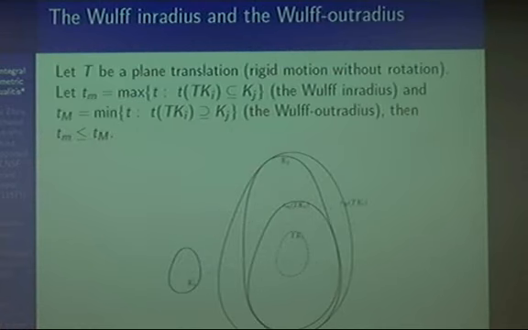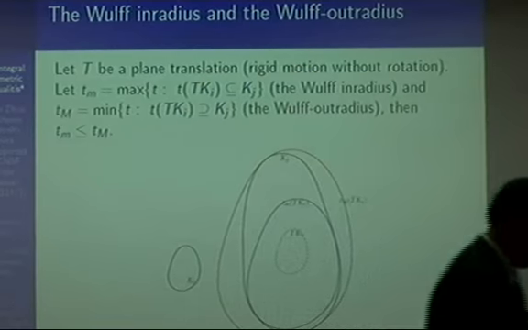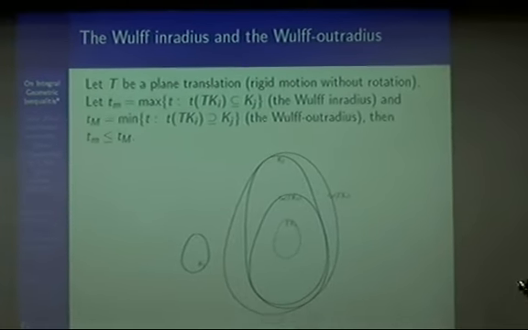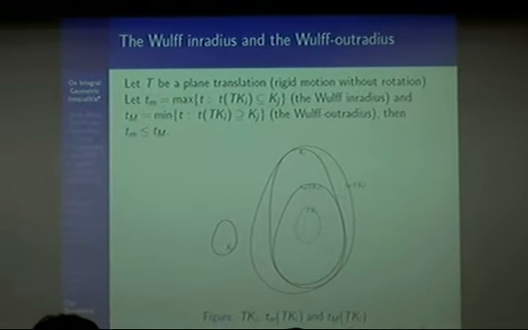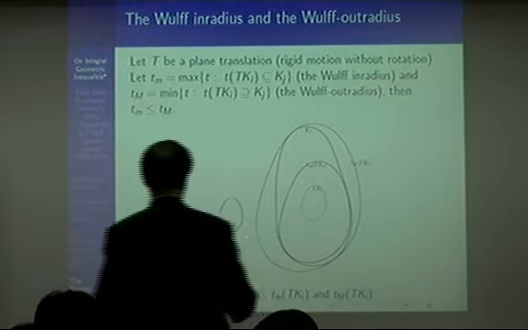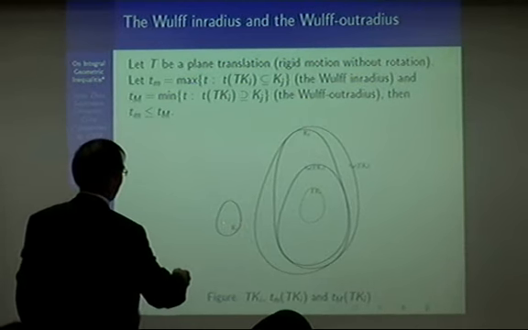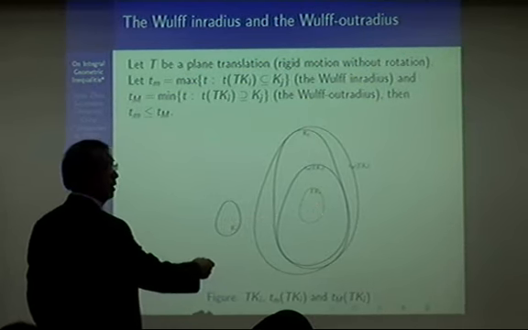Then you can see that, so how can we get this one? We try to get some inequality for the Wulff flow. Okay, we just compare this one here. Okay, if this is the Ki, we have translation here.